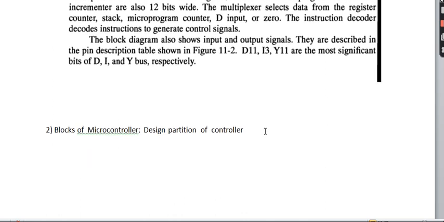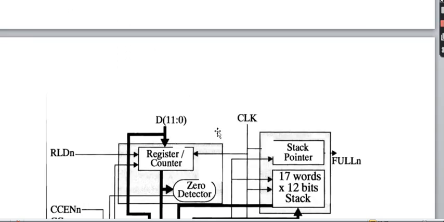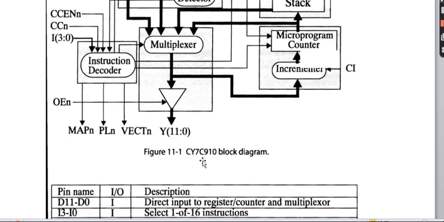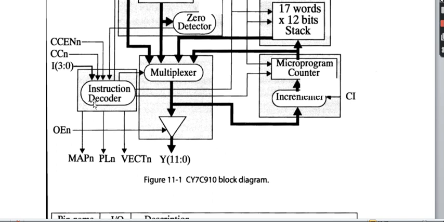Next, we know that a microcontroller has many blocks. So what are the different partitions that you have made? This is called the design partition of the controller. This is the actual block. This is your processor block, and this is a microprocessor. So it has many blocks. This one block is called the stack pointer. This is the microcontroller, this is one mux. Then registers, this is one block. Then the instruction register. So we partition like this.